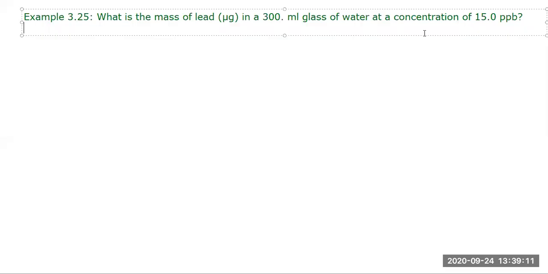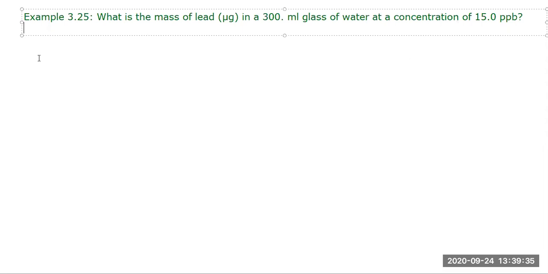Example 3.25 has a couple of close things to pay attention to. It asks us the mass of lead, in micrograms, in a 300. milliliter glass of water at a concentration of 15.0 ppb, or parts per billion. Notice the dot after the 300, which indicates that number has three significant figures.